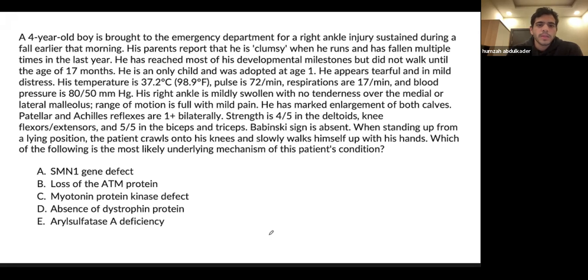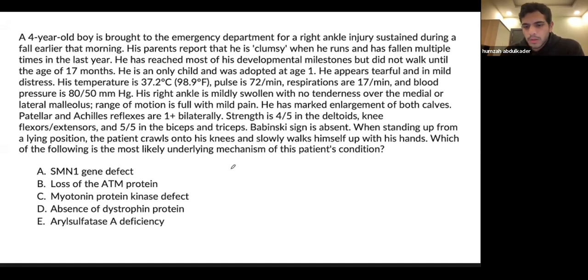His right ankle is mildly swollen with no tenderness over the medial or lateral malleolus. Range of motion is full with mild pain. He has marked enlargement of both calves, patellar and Achilles reflexes 1+ bilaterally. Strength is 4/5 in the deltoids, knee flexors, extensors, and 5/5 in biceps and triceps. Babinski is absent. When standing up from a lying position, the patient crawls onto his knees and slowly walks himself up to his hands. Which of the following is the most likely underlying mechanism of this patient?